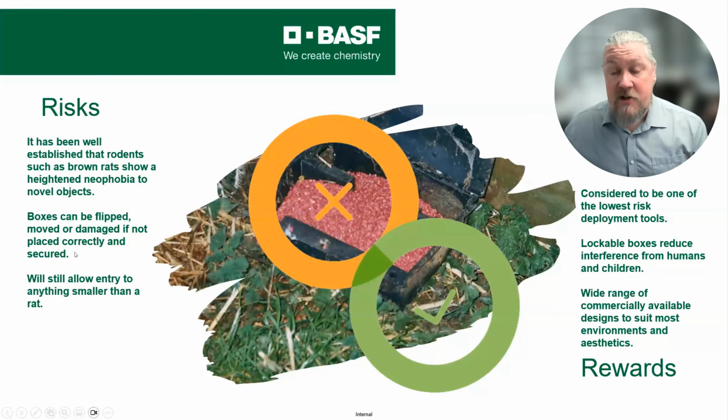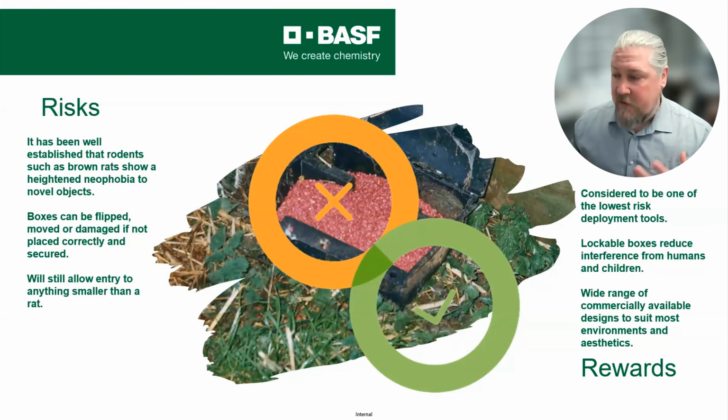Boxes can be flipped, moved, or damaged if they're not placed securely, and anything smaller than a rat will still be able to gain entry to them. They're not magic. However, there are a lot of rewards with using a TRB, one of the lowest risk deployment tools. They are lockable, so this reduces interference from humans and small humans that we call children. They're widely available in a range of commercial designs. There is a box for every situation. We've got steel boxes, plastic boxes, ones that look like conduit, ones that look like rocks, even some you attach to the wall and they have to climb up.